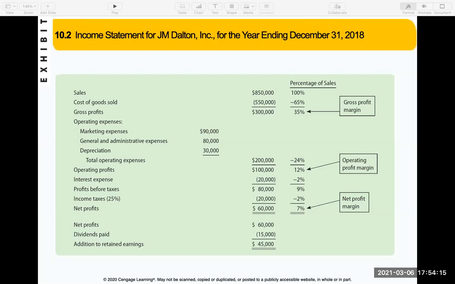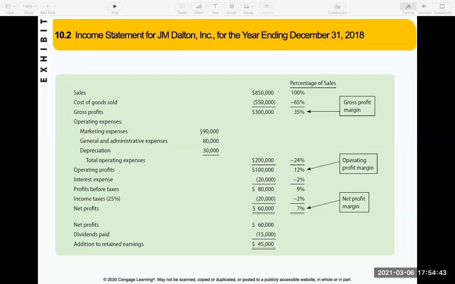This gives so much insight to the owner on how we are running our business, and if there's room for optimization. As you can see, there's much room for optimization with JM Dalton. So the net profits are $60,000. Again, once you have that net profit, you can choose to invest it back in the business, or you can pay out dividends. As you can see, dividends are the return on investment for shareholders and investors.